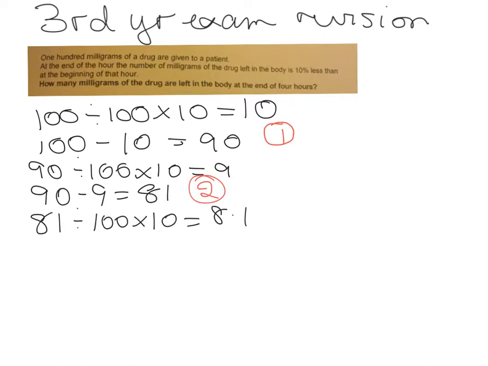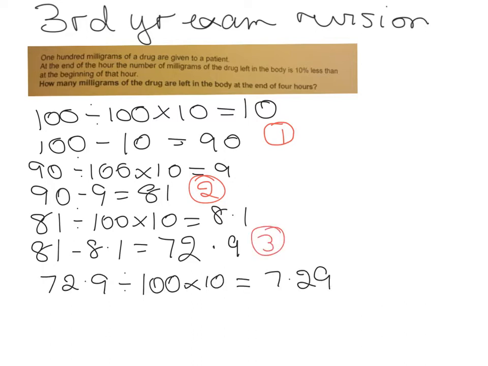Again, repeating this, 81 divided by 100 times 10 equals 8.1. We're going to take that away from 81 to find how much is left at the end of the third hour. So 81 take away 8.1 is 72.9, which is how much is left at the end of the third hour. And again, we find 10% of 72.9. Divide by 100 times 10, 7.29.